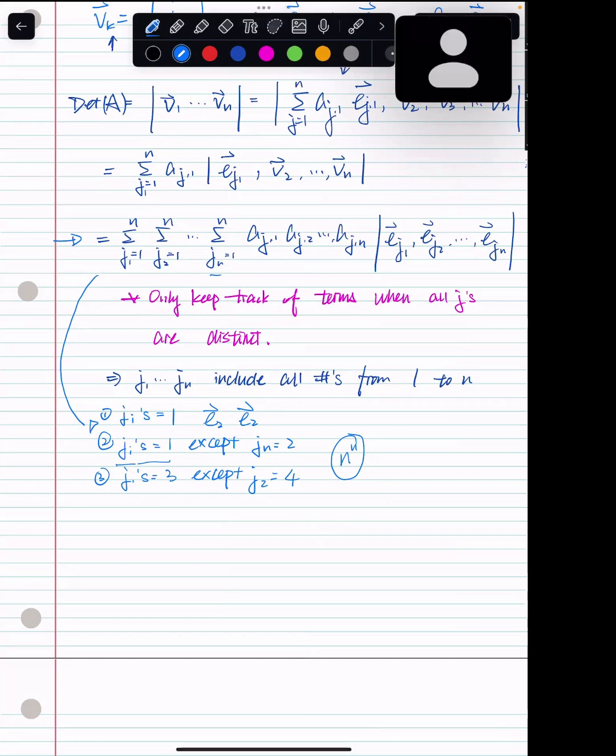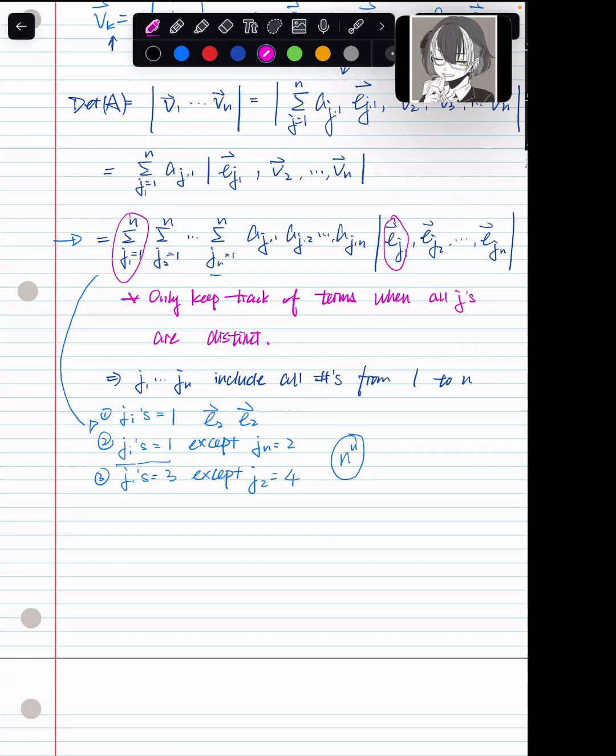By 1 through n, do you mean rows or numerical values? Numerical. Oh. Right. So you were right, J1, for example, would cover from 1 through n because we're adding them from 1 through n. But at the same time, we don't know if EJ1 and EJ2 are the same one, because EJ2 is another vector. Yeah. Right.